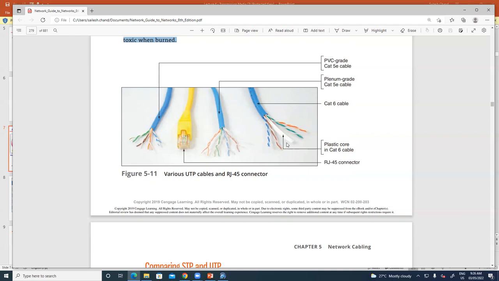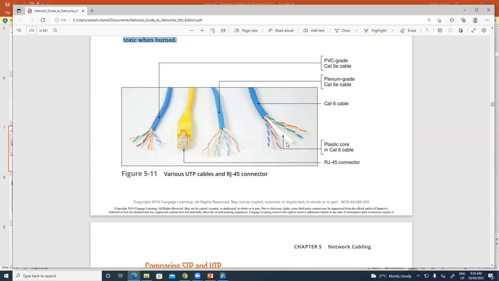So, 2 pairs in each section, you can assume that, or rather 1 pair in each section. That way it strengthens the cable, and also can reduce the crosstalk because there is a divider in the middle, right? So Cat 6 has got that. Not all cables, some cables may have it, some may not.